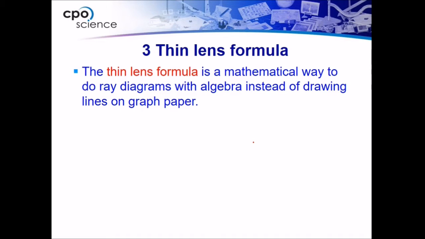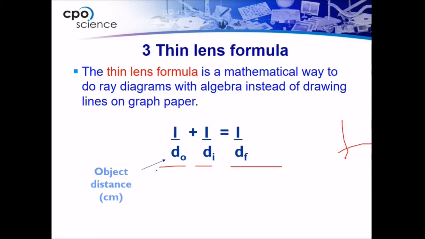The thin lens formula is a mathematical way to do ray diagrams with algebra instead of drawing lines on graph paper. This is given by 1/d_o + 1/d_i = 1/d_f. d_o, d_i, d_f can also be represented by f_o, f_i and f_d. This is the object distance, this is the image distance, and this is the focal length.